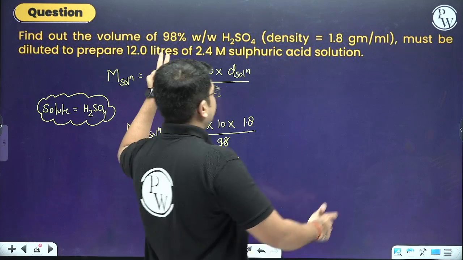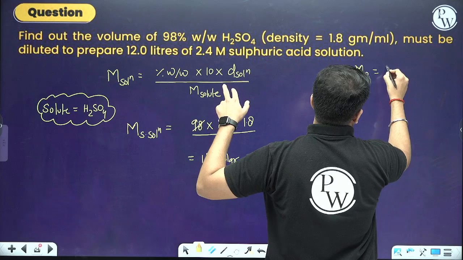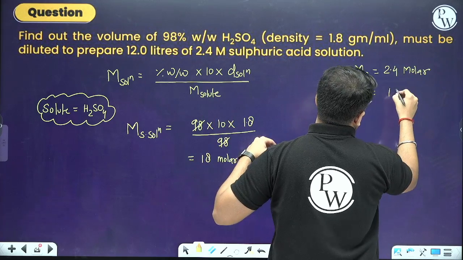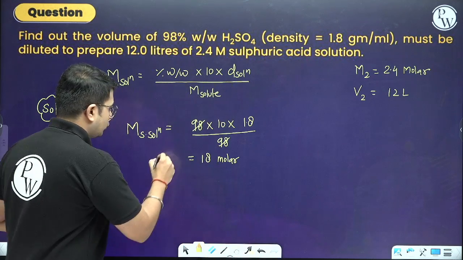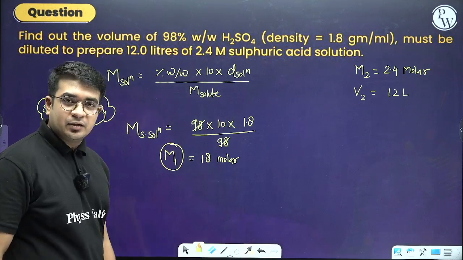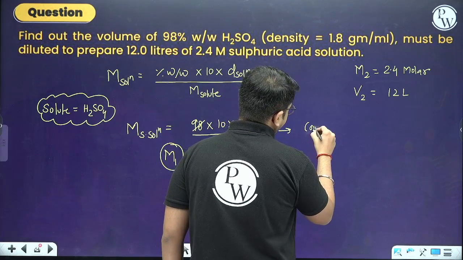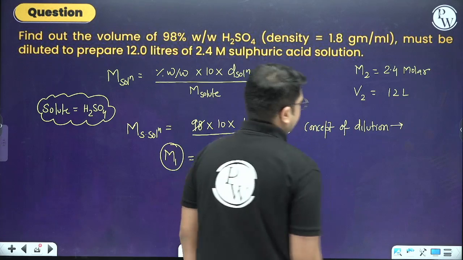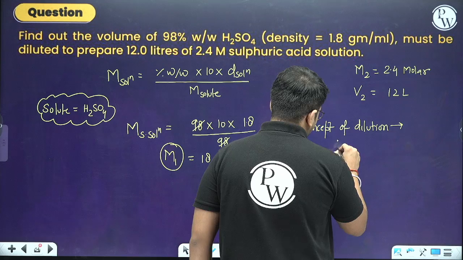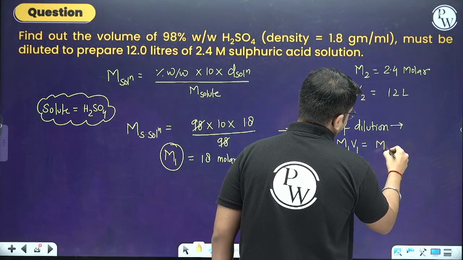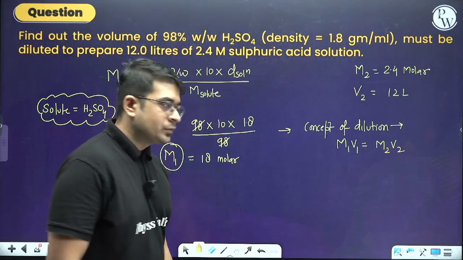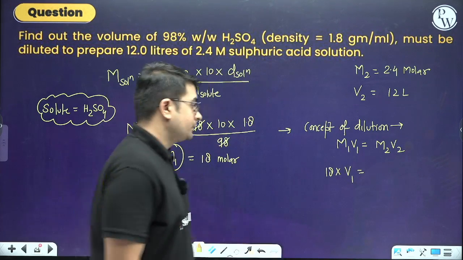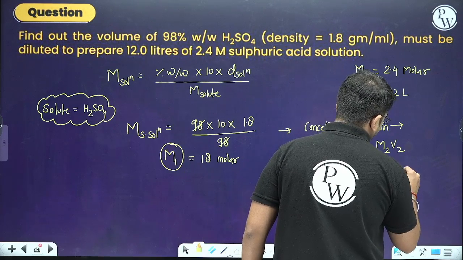Now the given information is that M2 is 2.4 molar, and V2 is 12 liters. M1 we have calculated. This is the M1 stock solution, which is 18 molar. So I can again apply the concept of dilution and say that M1 V1 will be equal to M2 V2. From that I can say that 18 multiplied by V1, the volume of stock solution, will be equal to 2.4 multiplied by 12.